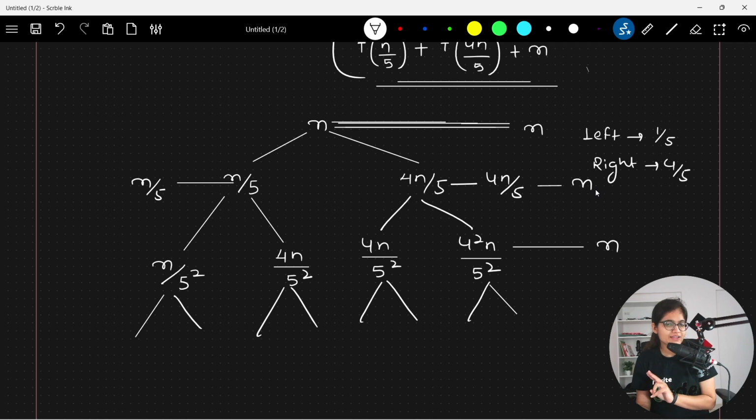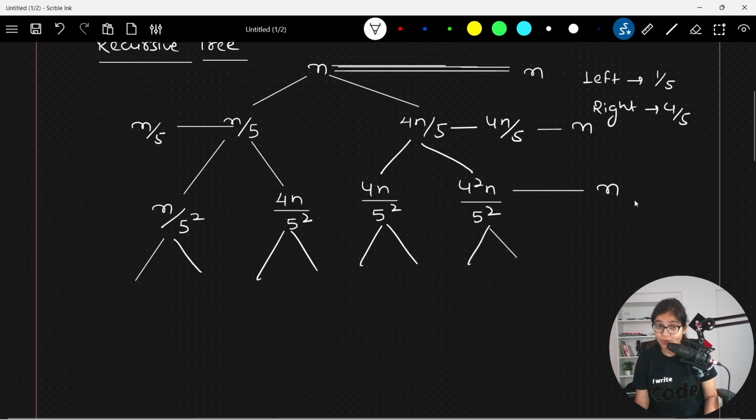Second thing that we are observing is that when we are moving towards the left side of a recursive tree, we are multiplying our data elements by 1 by 5, and when we are moving towards the right side, we are multiplying the values by 4 by 5. And this is the recursive tree that we are trying to generate here, right?